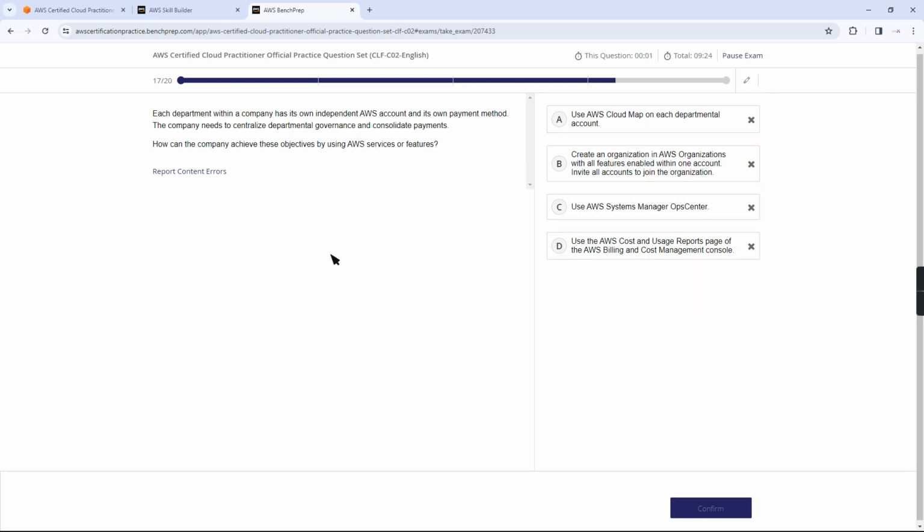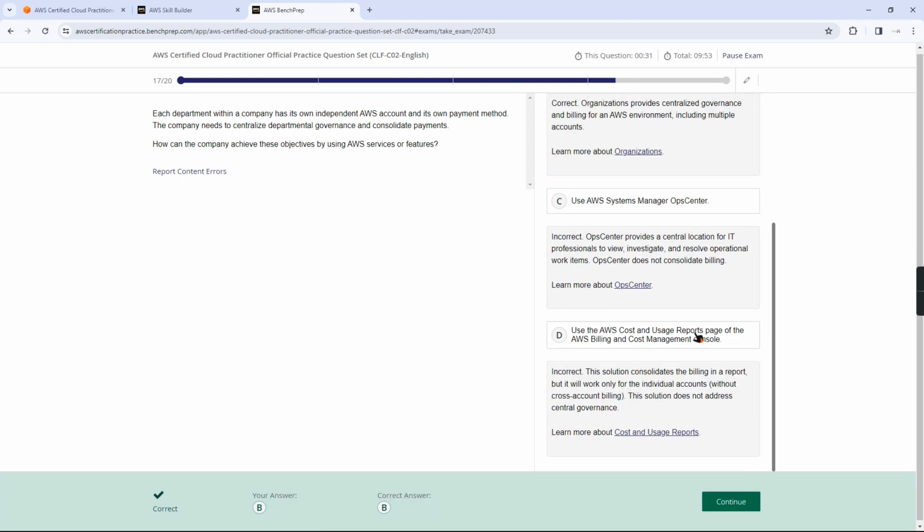Moving on, each department within the company has its own independent AWS account and its own payment method. The company needs to centralize departmental governance and consolidate payments. So the ideal option is typically consolidated billing. Consolidated billing, AWS Organizations can be the correct choice. Create an organization in AWS Organizations. This is the only thing which will provide us the consolidation of all these things. All the other options are nowhere related to the question. Let us check that. Yes, this is correct.